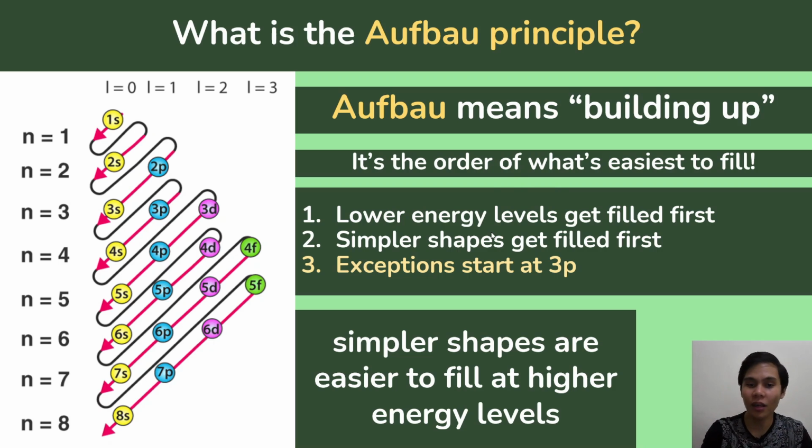So the rules are, the lower energy levels get filled first. So your n equals 1, usually they get filled first. And the second rule is that simpler shapes also get filled first. So s will get filled before p, before d, and before f. But there are exceptions that begin at the orbital 3p. And your Aufbau principle is usually shown in a diagram like the one on the left.